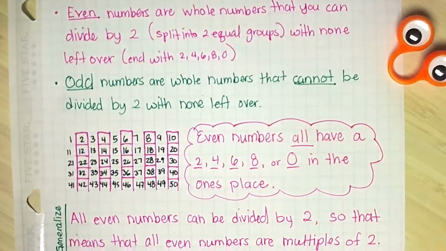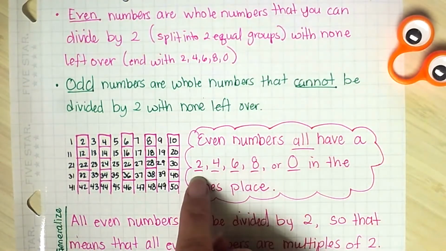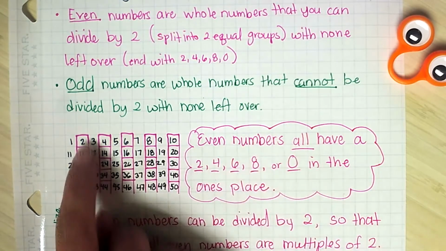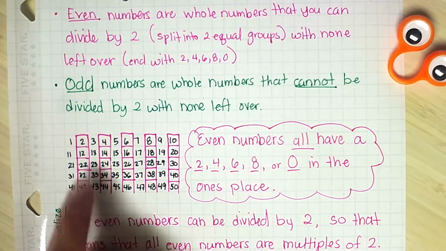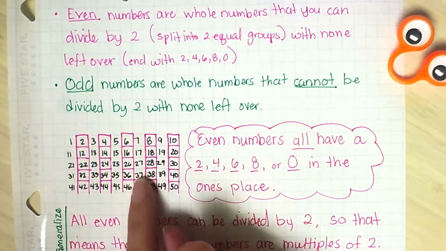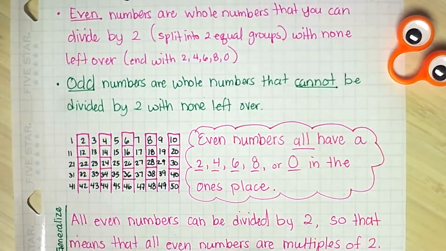Now, an interesting thing to pay attention to is that even numbers all have a 2, 4, 6, 8, or 0 in the ones place. So if you're looking at a hundreds chart, any number that has a 2 in the ones place, a 4, a 6, an 8, or a 0 are all able to be divided into 2 equal groups. So those are all even numbers.